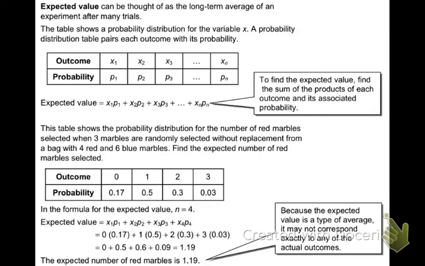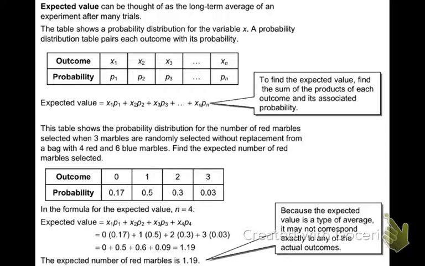Expected value can be thought of as the long-term average of an experiment after many trials. The table shows a probability distribution for the variable x. A probability distribution table pairs each outcome with its probability.